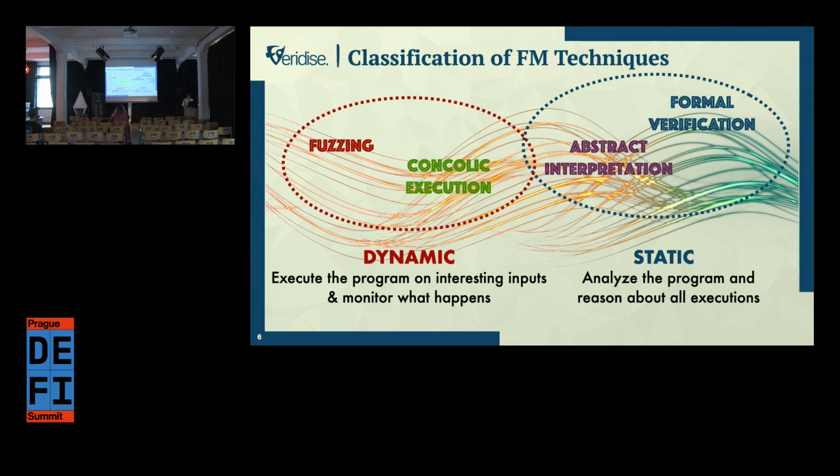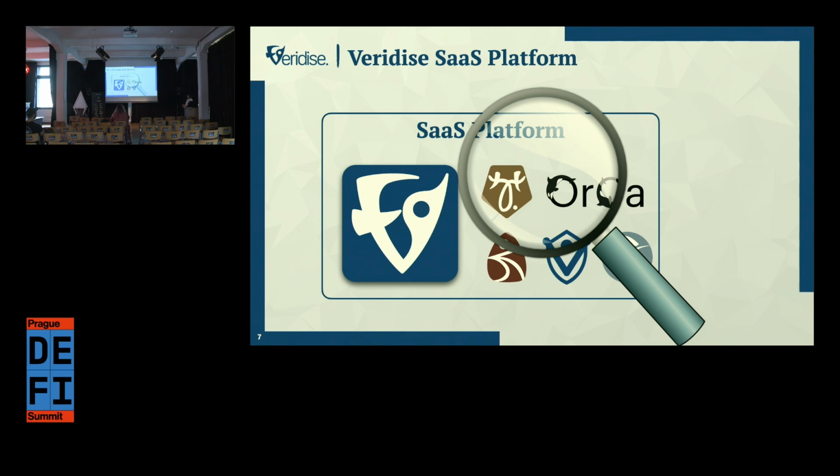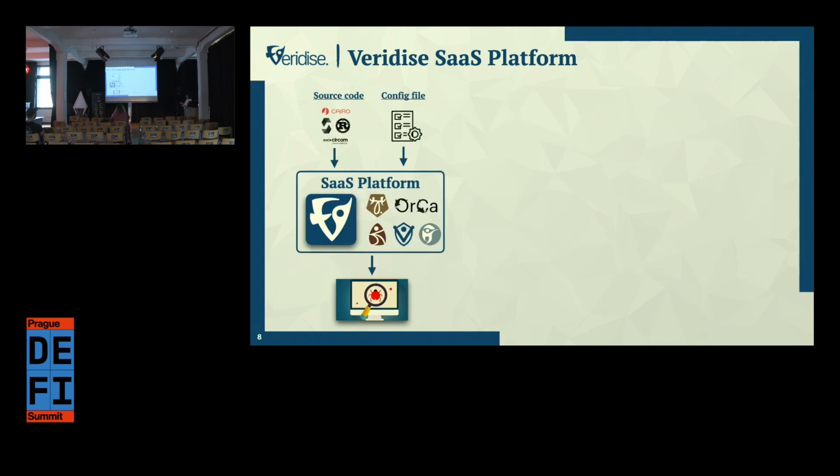All right, now that we have clarified the difference between these two formal methods techniques, we can zoom in on our SaaS platform and show how users can interact with it. The users have to provide two things: the source code and a configuration file, which indicates what tool to run and some additional parameters required by that specific tool. Under the hood, our SaaS platform will run that tool and output a report that contains all the findings.